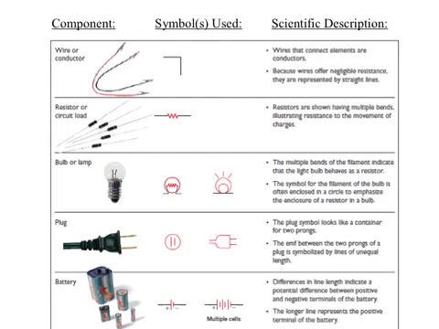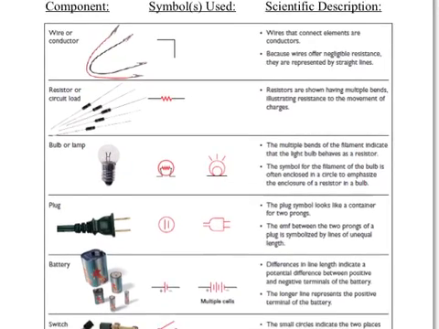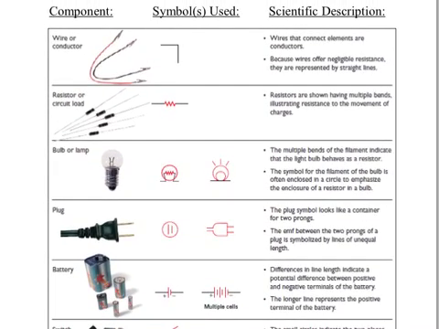Let's take a look at some of the components, symbols used, and their descriptions. All right, so first, can I get a person to read for the first one, please? Luke, awesome. First one. What do we got? Wires that connect elements are conductors.